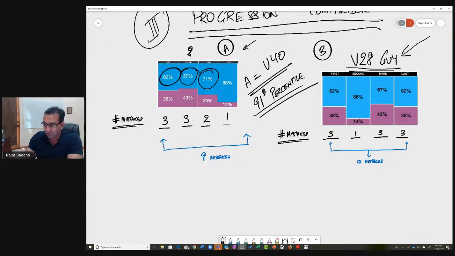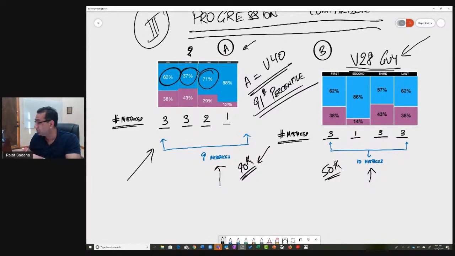Difficulty level. If you look at these two guys, 10 mistakes, 9 mistakes, they're very, very similar. But one is a 50th percentile guy, the other is a 90th percentile guy. Why? Because the difficulty level on which this guy made mistakes, they were much more difficult questions.